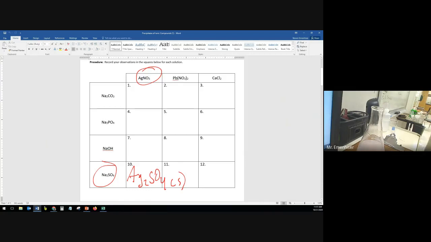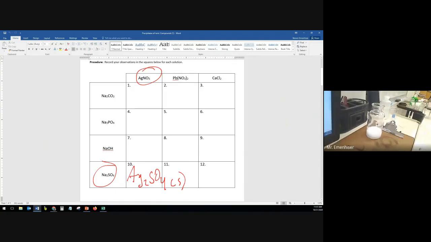All right, number 11. So let's move this. Here's number 11. We get a white solid at the bottom. See the liquid on top and the white on bottom? If we mix it, we get our milky color again. All right, number 11 is lead 2 nitrate and sodium sulfate. And so we're forming lead sulfate, lead 2 sulfate, which is solid.